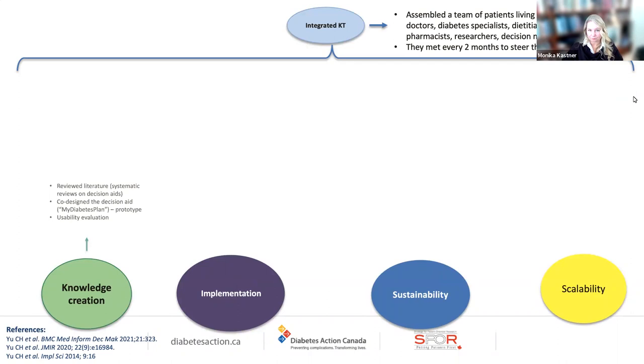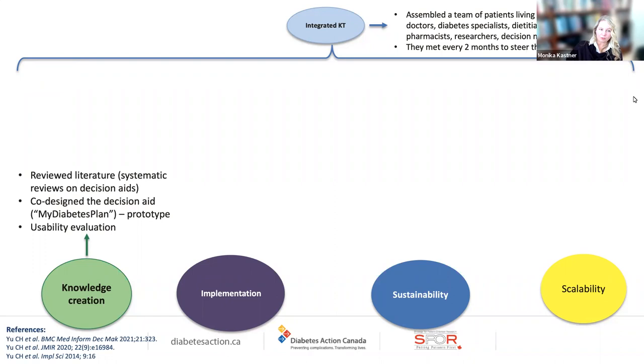So in terms of knowledge creation, the very first thing that this group did was review the literature. They looked at some systematic reviews, decision aids, what are the things that work well for them. They've done some work on their own by interviewing patients living with diabetes and healthcare professionals. And they used all of that knowledge to then create a prototype of this My Diabetes Plan decision aid.